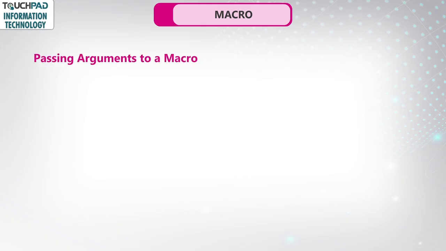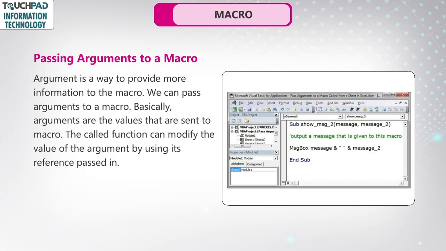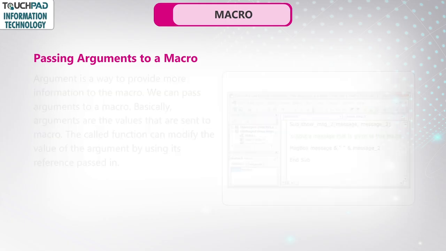Passing arguments to a macro. An argument is a way to provide more information to the macro. We can pass arguments to a macro. Basically, arguments are the values that are sent to the macro. The called function can modify the value of the argument by using its reference passed in.